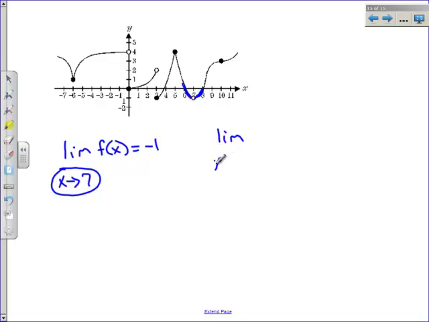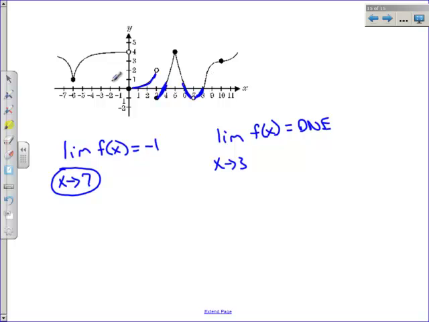Let's try another one. What about the limit as x approaches 3 of f of x? I look here at 3, and from the right, the graph is approaching -1. But what's happening from the left? From the left, it's going to a different value. It's going to 2. Since these don't line up, we say that the limit does not exist because they're not heading towards the same y value.